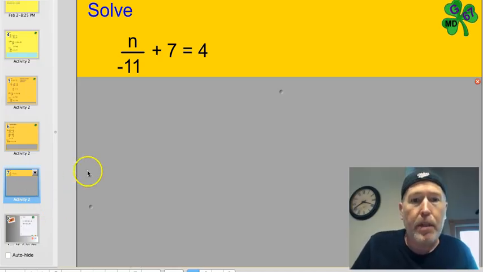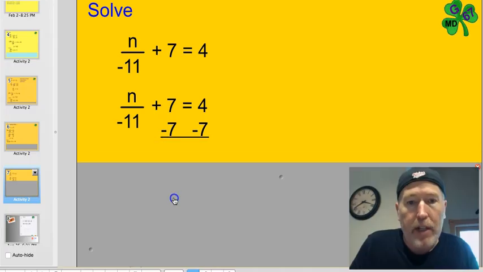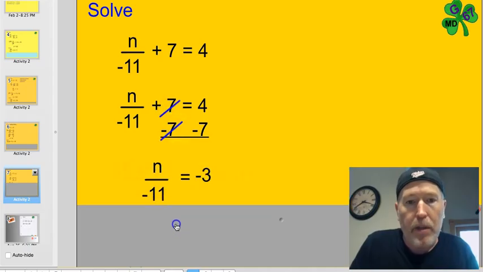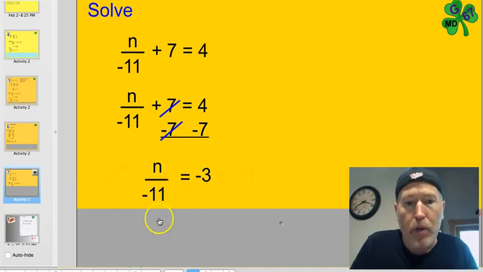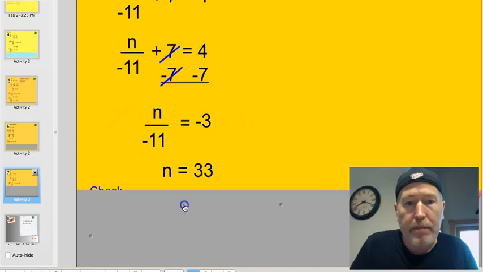All right, let's just see what you did there. First thing, we'll subtract the 7 from both sides. These cancel themselves out. You're left with 4 minus 7, which is a negative 3. So here's my new equation: n divided by a negative 11 equals a negative 3.